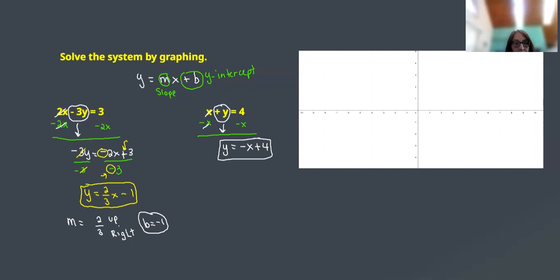So let's go ahead and graph this one. So I'm going to get a nice red color here. We're going to start at b is negative 1, right there. And then we're going to go from there. We're going to go up 2 and right 3. 1, 2 right there. And then I got to go right 3. 1, 2, 3 right there. So there are my points for that one. Let's draw a beautiful line here. Beautiful line right through there. Is that a good line? It's a pretty good line.